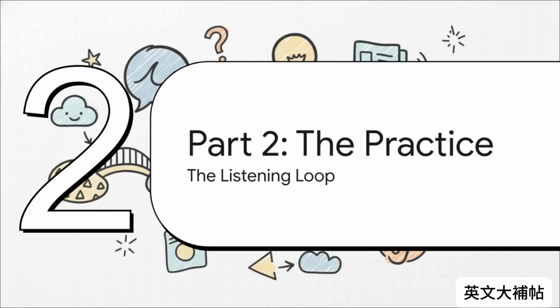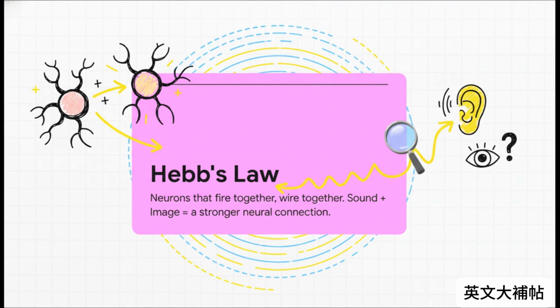All right, now we get to the real core of the method. You've picked your material, so what do you actually do with it? This is the step-by-step listening loop you'll use to build those direct, automatic connections in your brain. What's so cool is that this is backed by some pretty simple science. It boils down to a principle called Hebb's Law, which basically says neurons that fire together wire together. In simple terms, every single time you hear an English sound while you're picturing its meaning, you're physically making the connection between those two things in your brain a little bit stronger, a little bit faster.